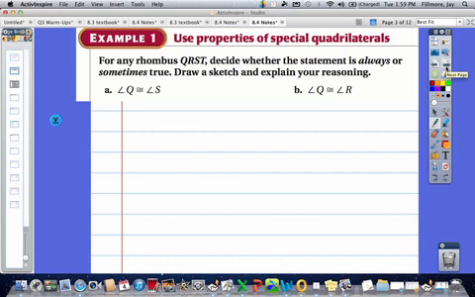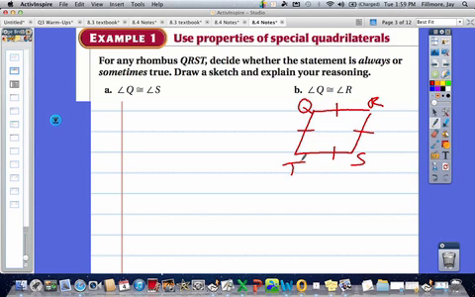So for any rhombus QRST, decide whether the statement is always or sometimes true. Draw a sketch and explain your reasoning. So to draw a sketch here about a rhombus, I know that all the sides are congruent, and this is QRST as the problem states. And again, we always label clockwise.